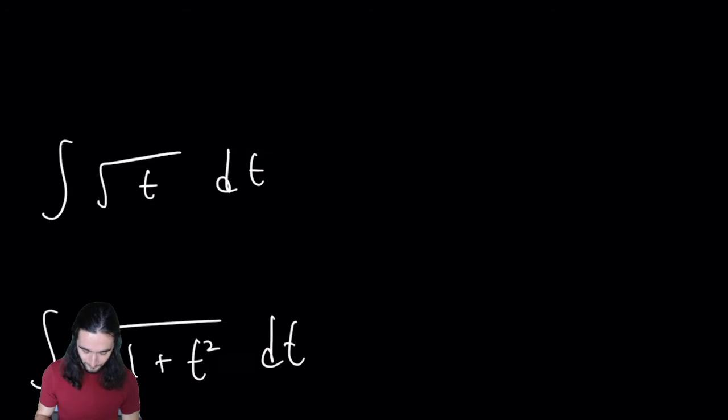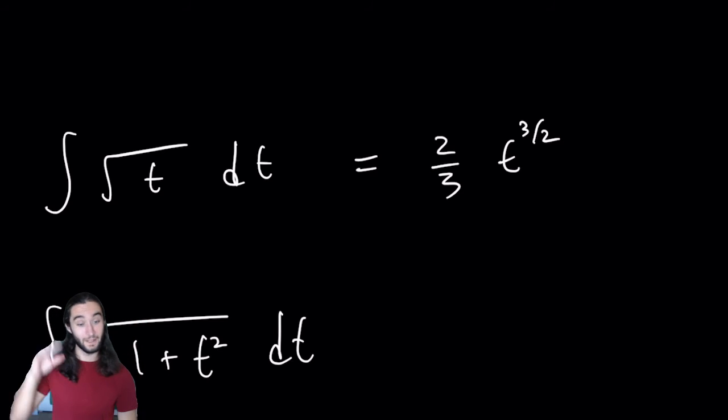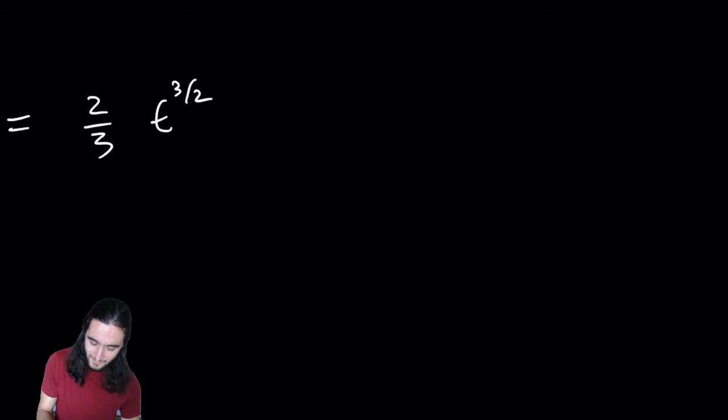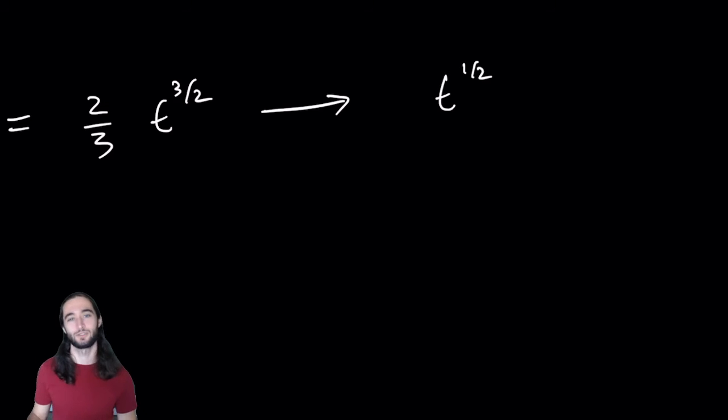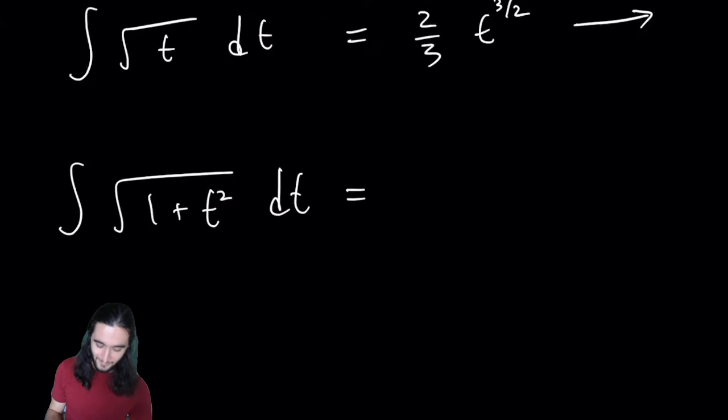So one more example. People see this and they're like, okay, the square root of t, easy peasy. That's 2/3 t to the 3/2, right? That was 1/2, so you just use the power rule. And I know that's correct because if you take the derivative of that, the power comes down by 1, and you multiply the power out front, and those cancel, so you just get the square root of t, right? So that's totally legit.